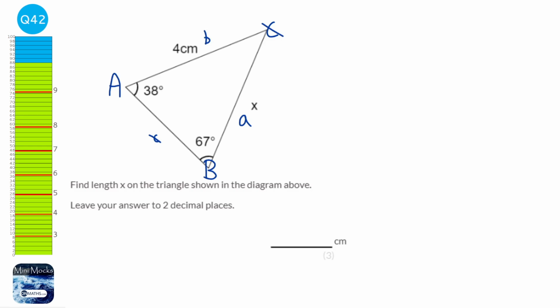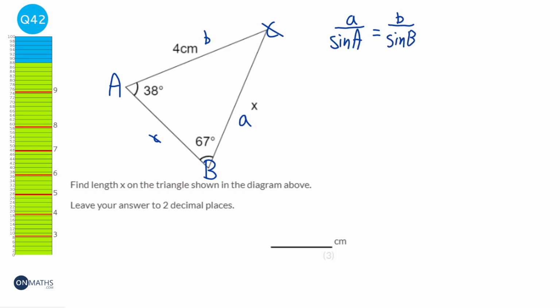Now when you've got two pairs of angles and sides, you're going to be using the sine rule. Now, the sine rule is either sine A over A, or it's A over sine A. Now when we're looking for a length, we put the length on the top. So it's going to be lowercase a over sine capital A equals lowercase b over sine capital B.